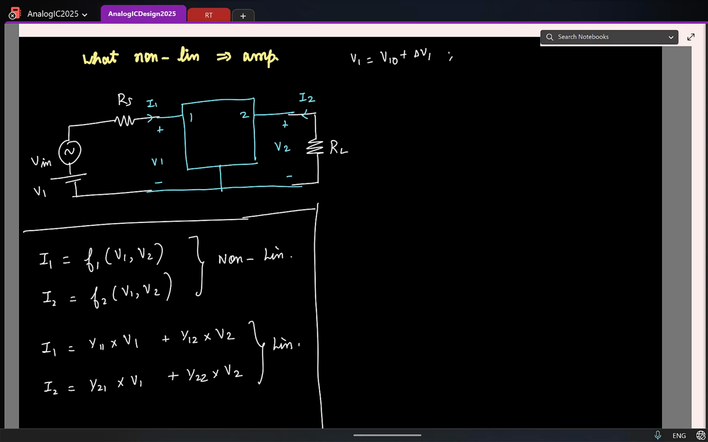Similarly, if I write for V2, that will also have an operating point voltage, I'll call it V2O, plus delta V2. Is that okay? Oh, sorry, VB. It should have been VB. This is some other voltage VB.